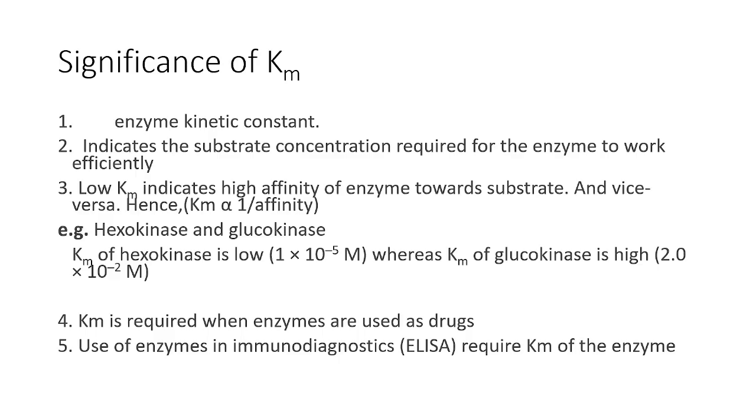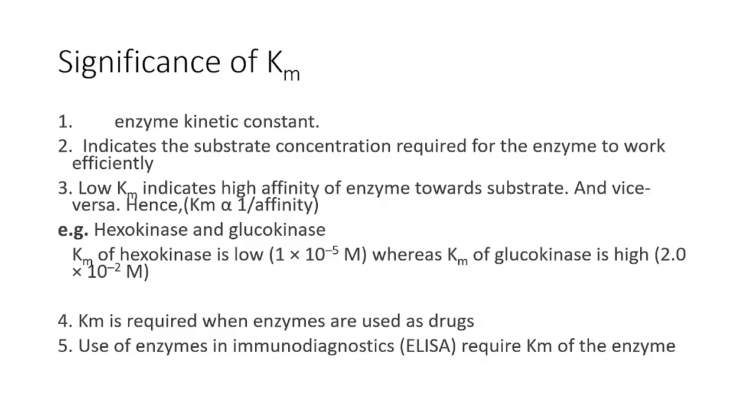So the significance of Km is to understand the enzyme kinetic constant. It indicates the substrate concentration required for an enzyme to work efficiently. A low Km indicates high affinity of the enzyme towards the substrate, and vice versa, because Km is inversely proportional to the affinity. For example, hexokinase and glucokinase: the Km of hexokinase is low, that is 10 to the power minus 5, whereas the Km of glucokinase is high, that is 2 into 10 to the power minus 2 molar. So Km is important when enzymes are used as drugs, because you want molecules to bind with higher affinity to your substrate.